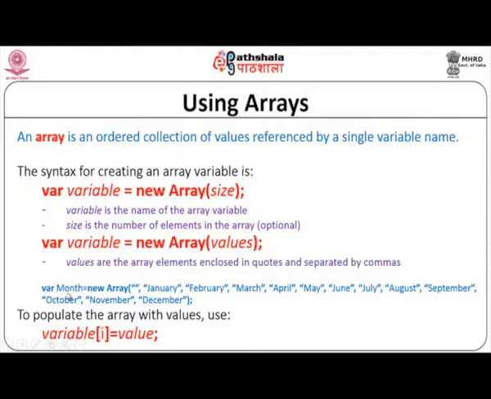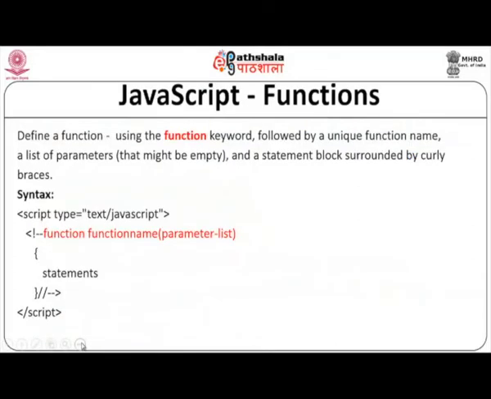So, you try to create an array called month. This is the name of the array. Use a new operator, the keyword Array to declare an array. Now, while you create the array, you want to initialize the array with all these values. So, this is how you can create an array and initialize the values. The syntax is given. Now, to populate the array with values, you can also use the variable and then give the index of the array, which index you want to access, and you can assign a value to that particular index.